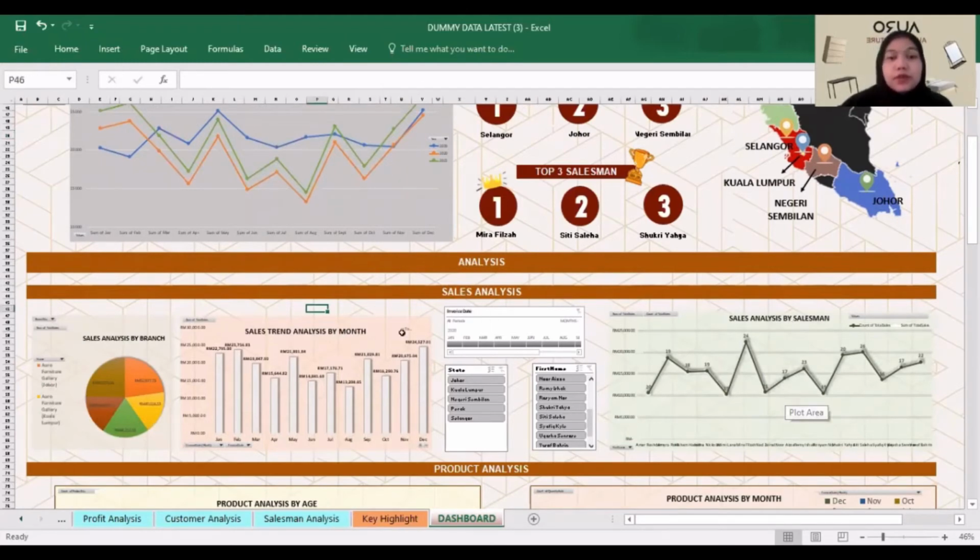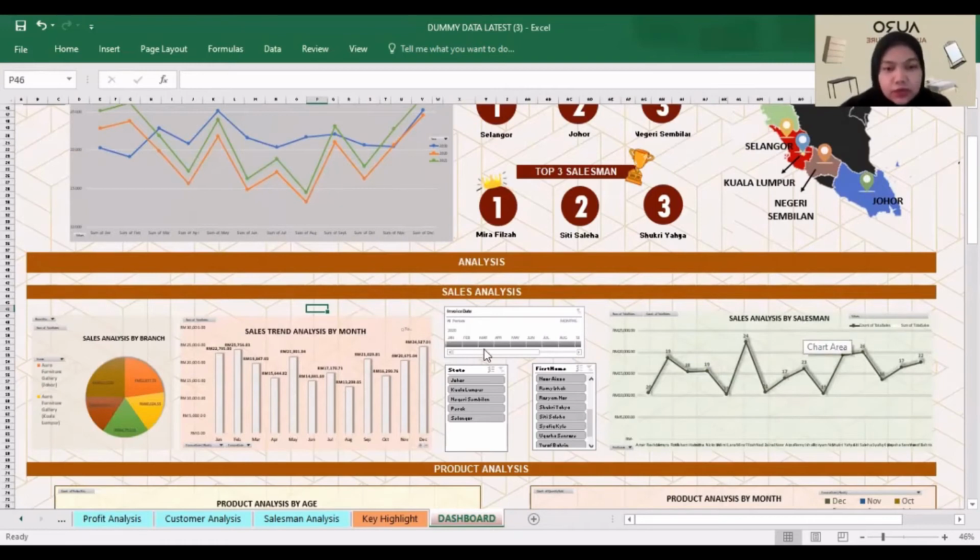So here we have one timeline which connects all these three charts, and we have two slicers. The first slicer is the state category for the sales analysis by branch, and the second slicer is the first name category, which is used for the sales analysis by salesman.